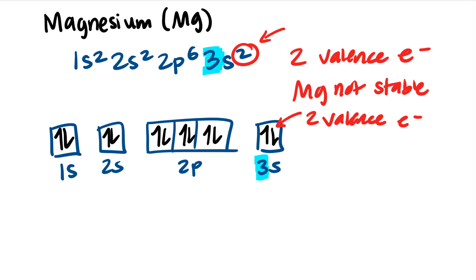Well, how can magnesium then become stable? How can it have its 8 valence electrons? You might say, hey, well, if it has 2, it just needs 6 more to have 8 valence electrons. And then it obeys the octet rule. But there's something actually a little bit easier here. What if magnesium lost those 2 valence electrons? These 2 right here in the 3s orbital, what if it just got rid of them?